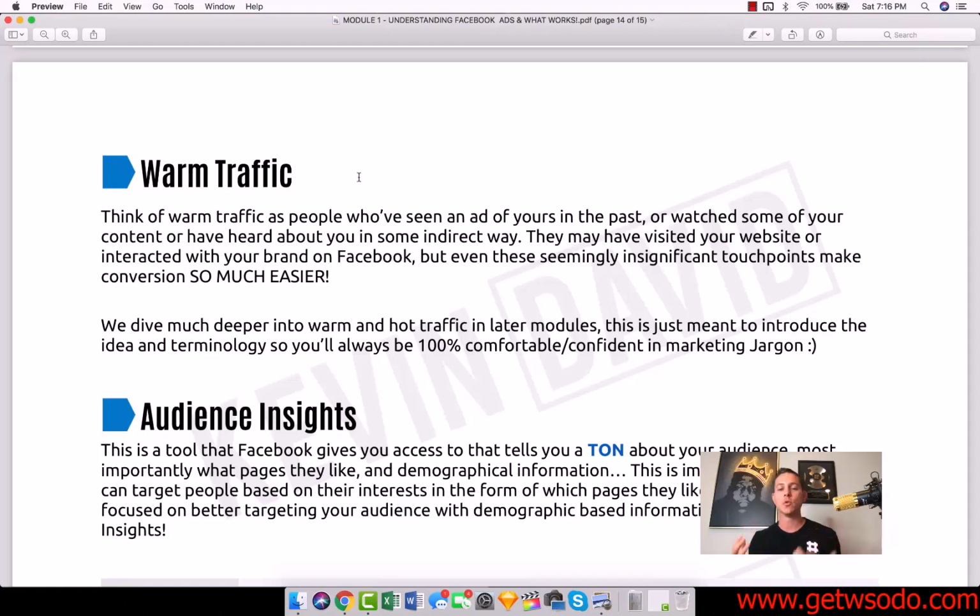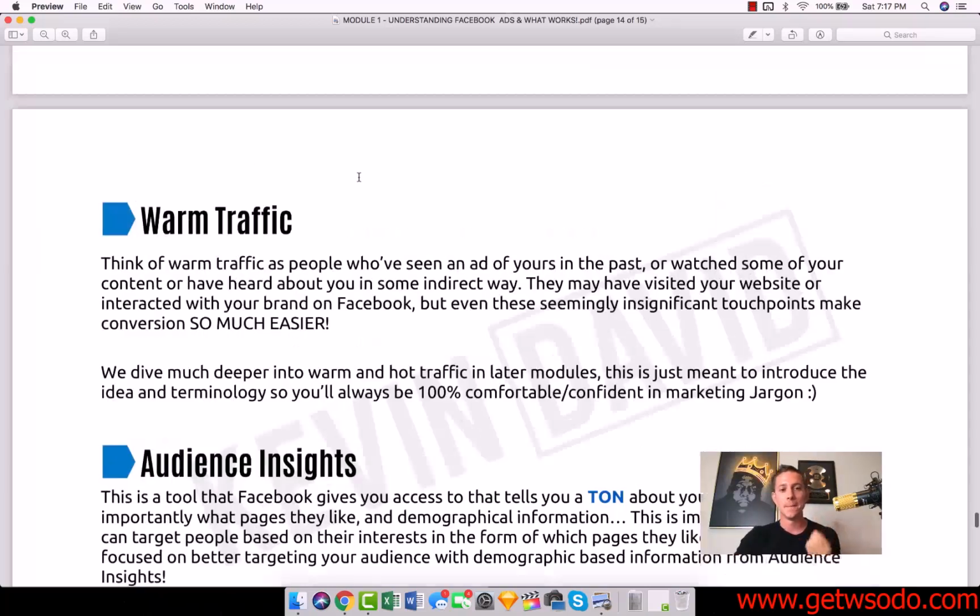And how we capture warm traffic is through custom audiences, right? We create custom audiences of people who've interacted with our Facebook page, or custom audiences of people who've given us their emails, right? All of these different types of ways that people can interact with us. Custom audiences is how we actually retarget them, and retargeting and selling something to somebody who's already heard of you is so much easier, guys.